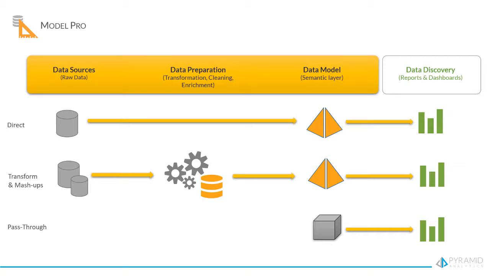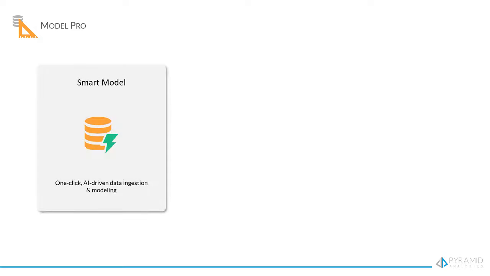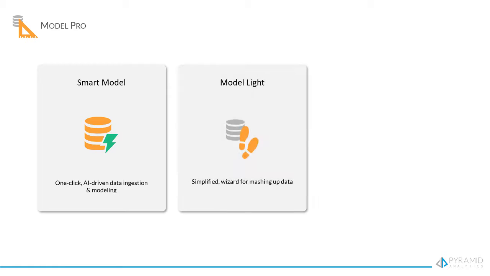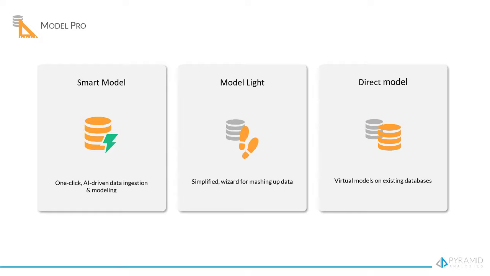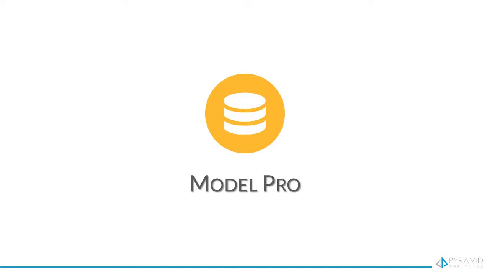Model Pro is the full data modeling app for pro users wanting to prepare data to drive their analytical projects. The other versions of Model are more streamlined, offering a lighter experience. They include Smart Model, which is designed to deliver a one-click AI-driven data ingestion and modeling experience for files like Excel and CSV. Model Lite for a simplified wizard-like experience for mashing up data and delivering data models. And Direct Model for building virtual data models on pre-existing databases without data preparation steps. This video focuses on the Pro version.